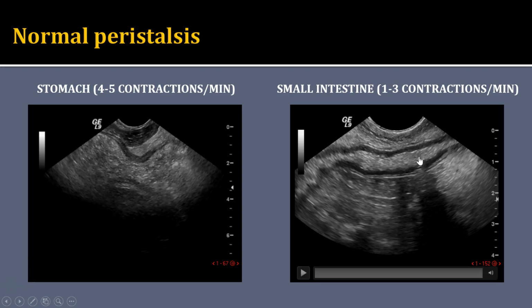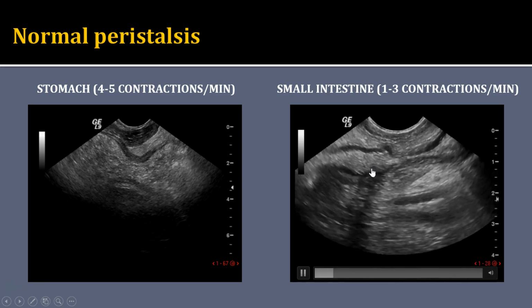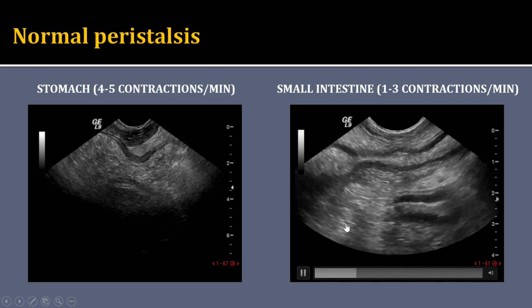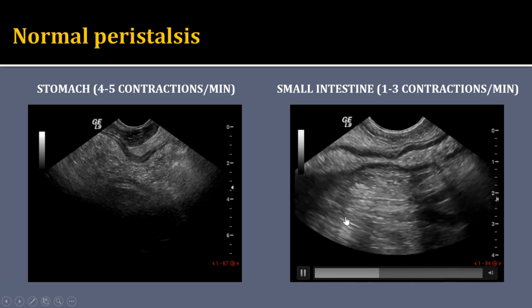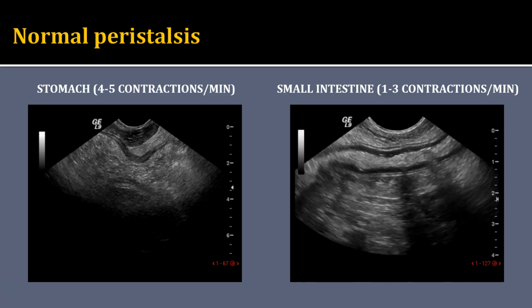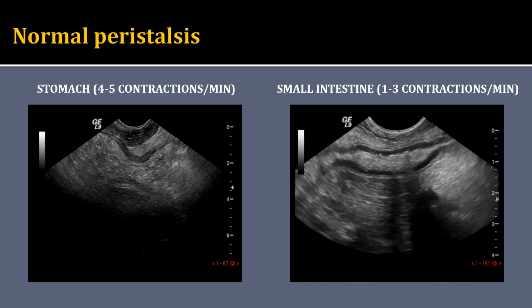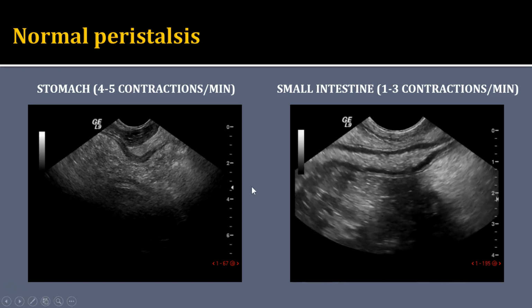Here's a patient where we're imaging a longitudinal view of the jejunum, and this patient has also eaten. And as you watch, you can see as well some peristalsis. In the small intestine, contractions per minute are fewer, so 1 to 3 contractions per minute would be normal.